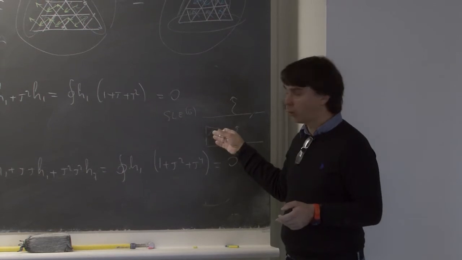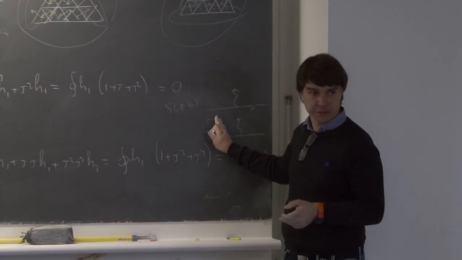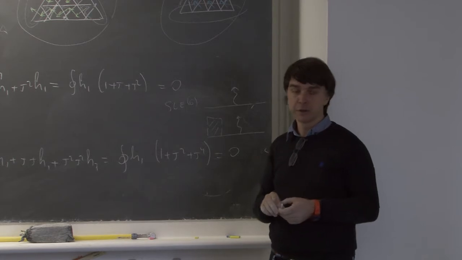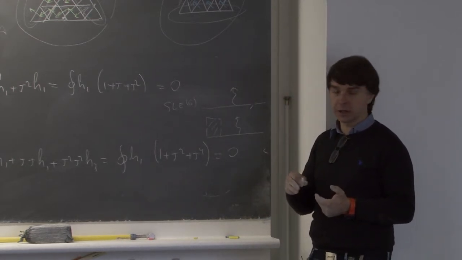In the Ising model or in UST, it's not like that. If I fix this part, it slightly changes probabilities elsewhere. So one can do a calculation for SLE.